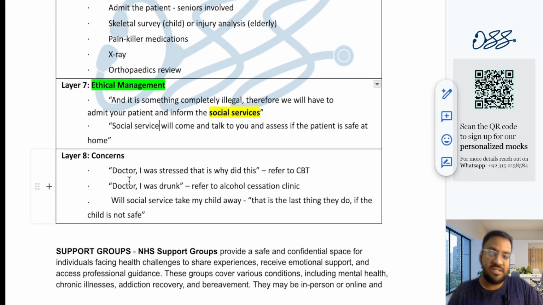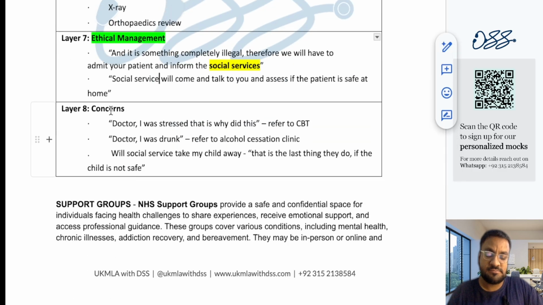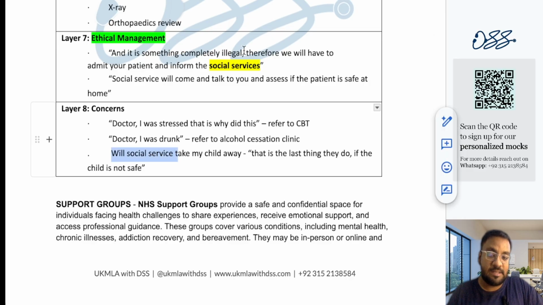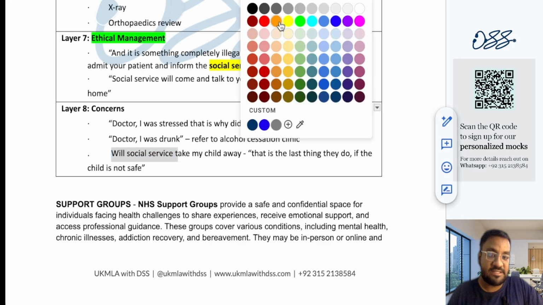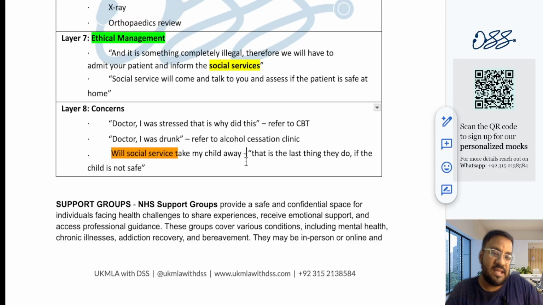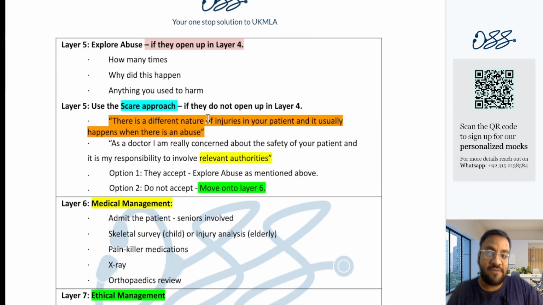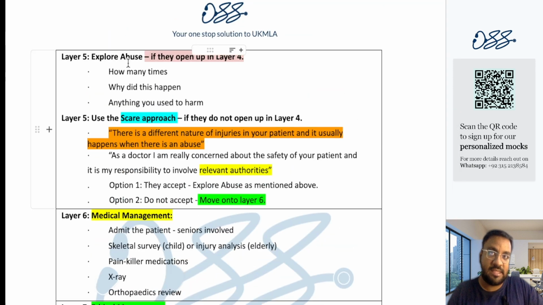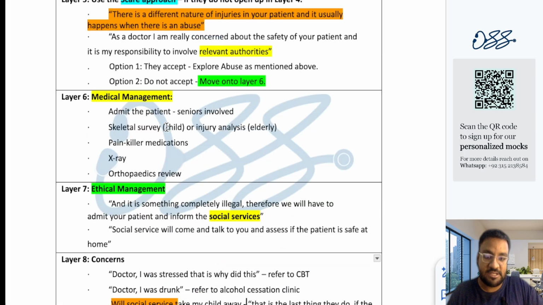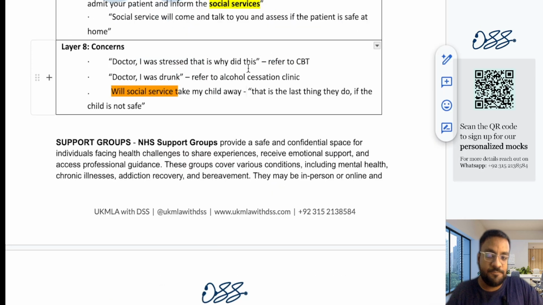And then, as I mentioned in layer number 8, they may throw some concerns, like the concern about the social service that I talked about, that will they take my child. Just reassure them, no, this is the last thing that they do, and they're just going to make sure that everything is right with your child. Okay, and let's suppose they've agreed that okay, they were the abuser or someone else was the abuser. Then they may give you the reason that yeah, doctor, I was stressed, that's why I did it. So just refer them to CBT.